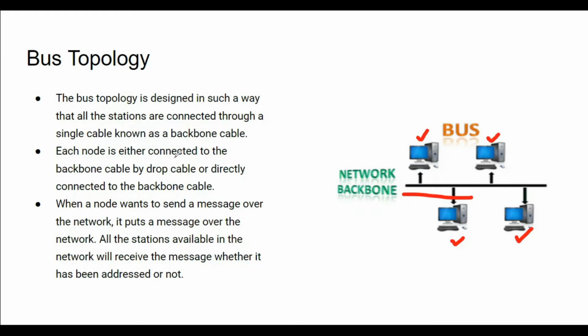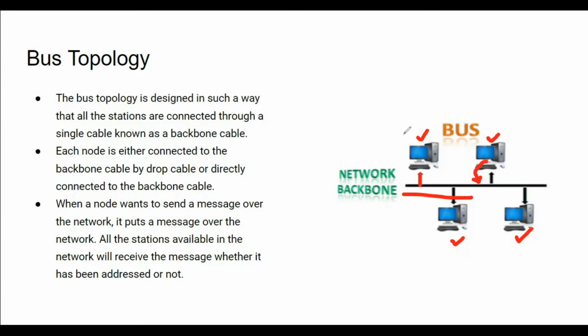Each node is either connected to the backbone cable by a drop cable or directly connected to the backbone cable. When a node wants to send a message over the network, it has to pass that information through the backbone cable. All the stations available in the network will receive the message whether it has been addressed to them or not.